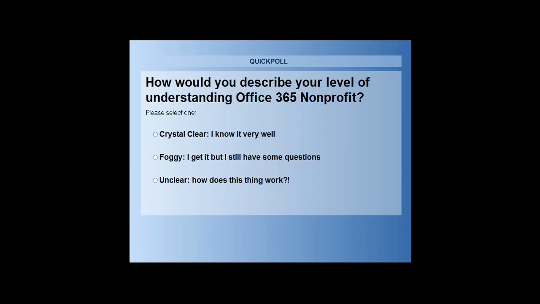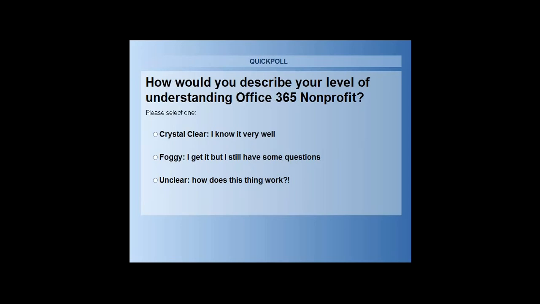Thanks for everyone's patience. So this question is around how confident you are in terms of what is Office 365. The options are as follows. I really know what this thing is. I'm crystal clear. Foggy, I kind of get it, but it's also questions for Microsoft. And then finally, I do not know how this thing works.